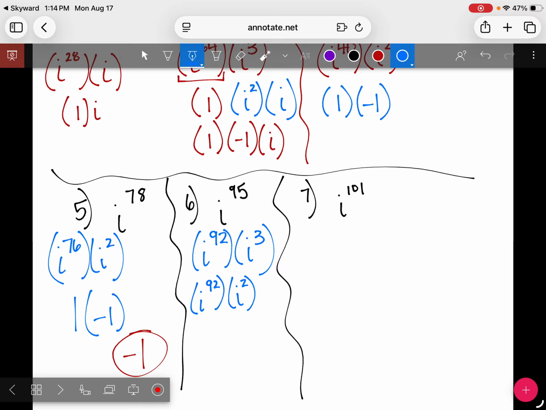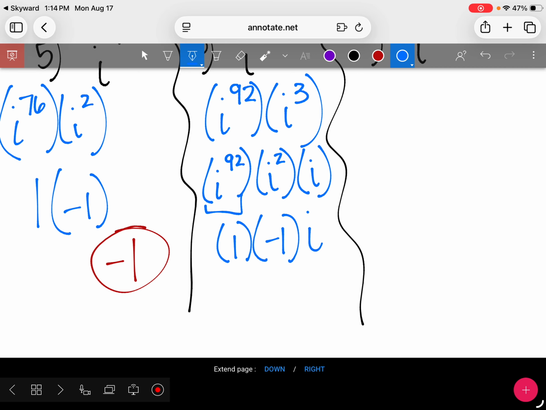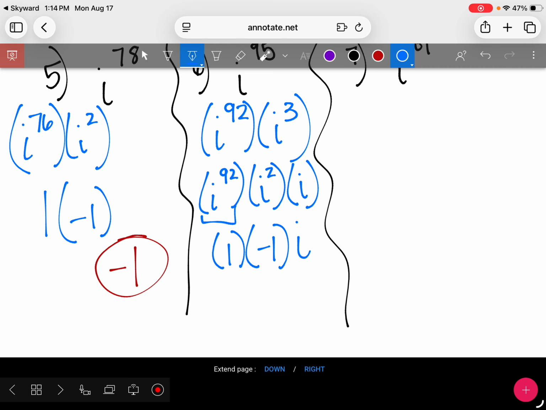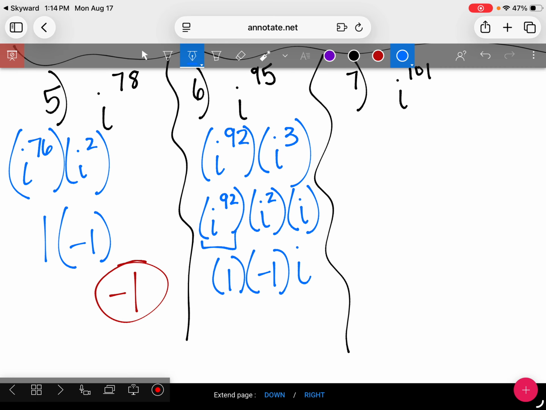So I'm going to break that down again. Because we should know what i squared is, and we should know that i is i. So this is going to give us 1. i squared gives us a negative 1 and i equals i. So what do you get when you take 1 times negative 1 times i? Negative i. Who had negative i? Look at y'all. All right.